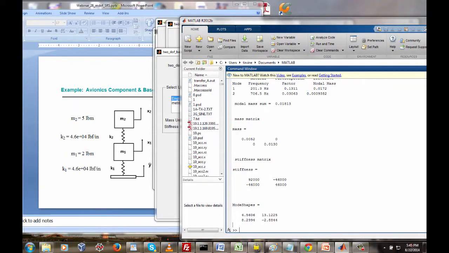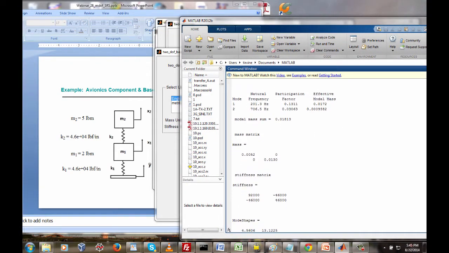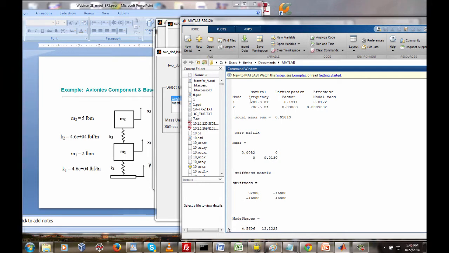So we get a couple of things we need to take a look at here. The first natural frequency, I'm just going to round these off, is 200 hertz. Then the second one is 700 hertz. Those are for the two modes.